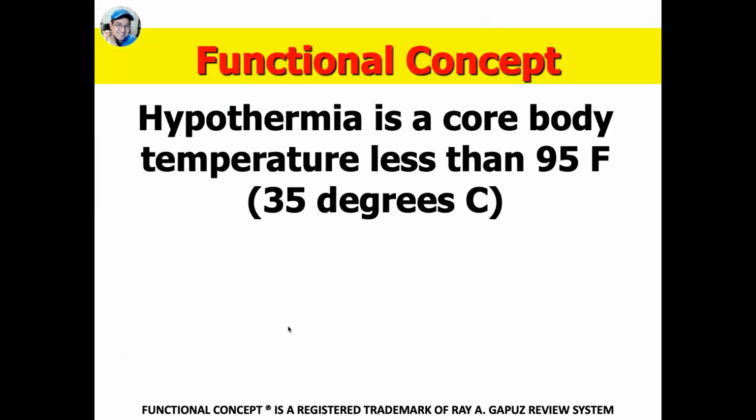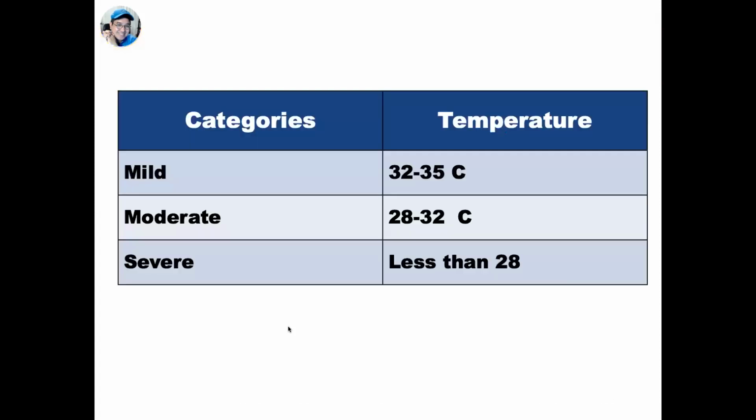Now, hypothermia is a core body temperature less than 35 degrees Celsius wherein the body will become cold. So there are different categories when it comes to your hypothermia. You have your mild, moderate, and severe. For mild hypothermia, it's between 32 to 35 degrees Celsius, moderate 28 to 32 degrees Celsius, and for severe, less than 28. And that would mean that your patient will have less oxygen going towards their organs.